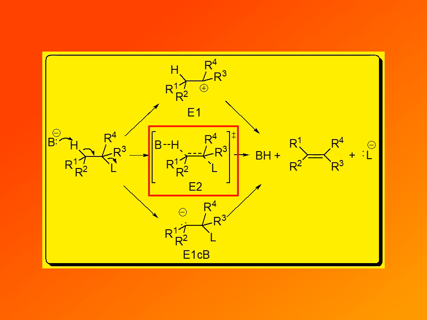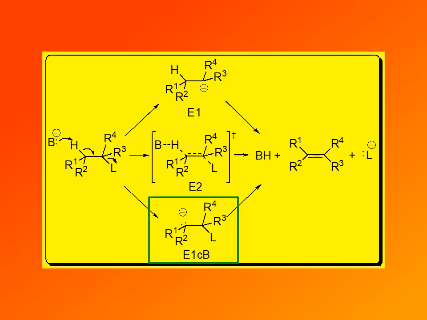So in the transition state, the base donates an electron pair to form a bond with the beta proton. That causes the carbon-proton bond to break, and that electron pair flows to form the carbon-carbon pi bond, which will cause the carbon-leaving group bond to break. All these processes occur simultaneously, and of course, as before, the product is the corresponding alkene.